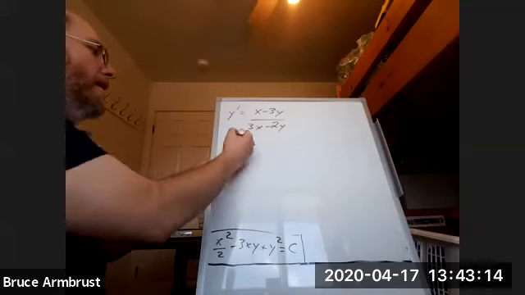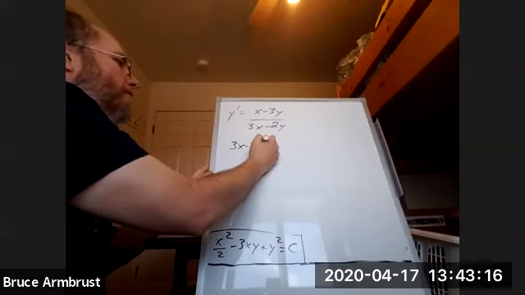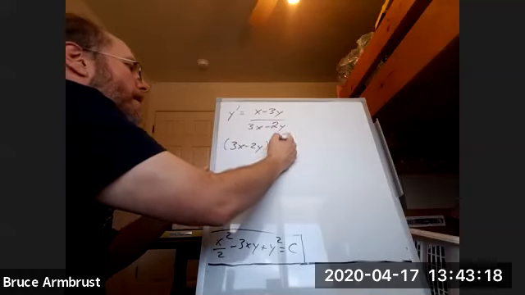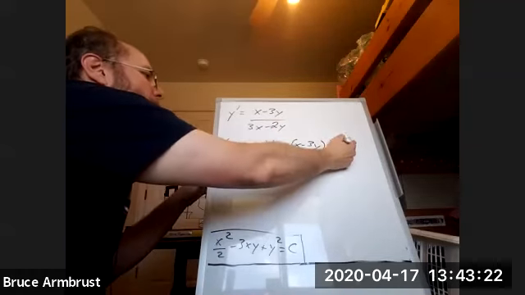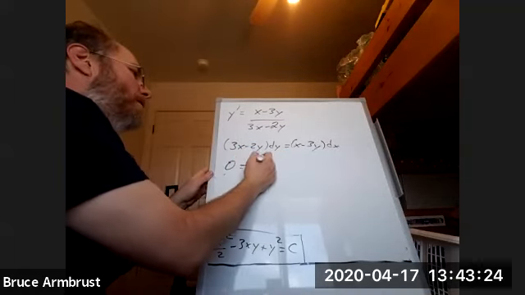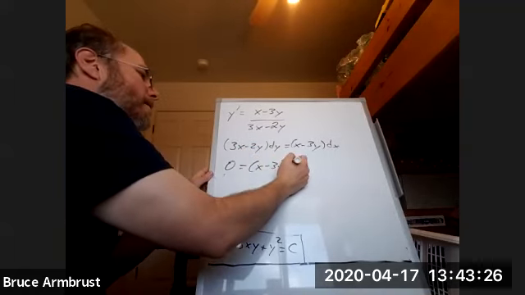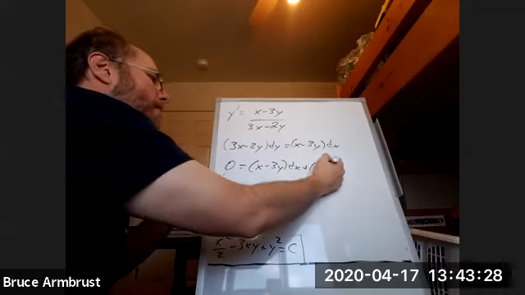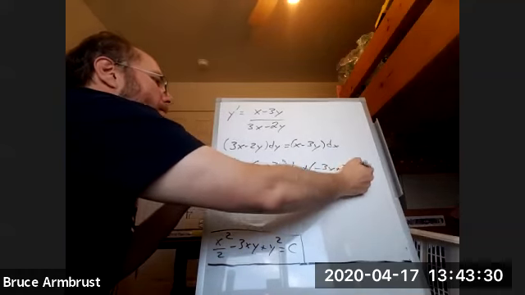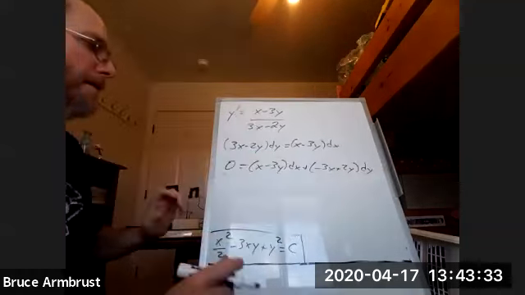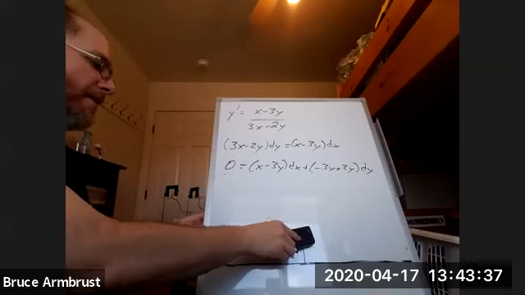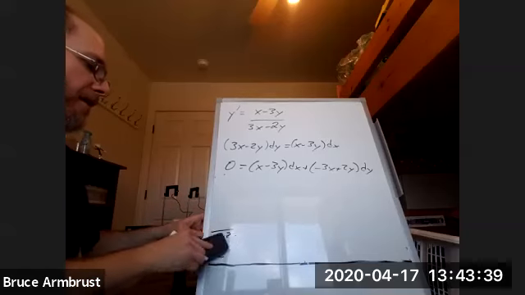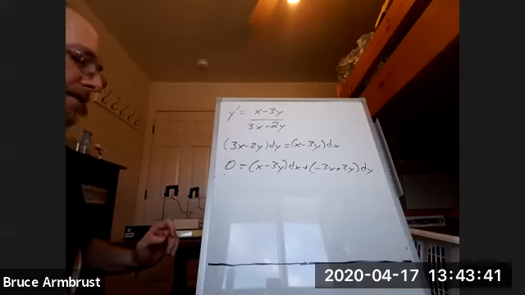When we split it up, we had the 3x minus 2y times dy. The other side, we had x minus 3y times dx. And so when we wrote it in the form that we like, it looked like this. So what could we change about this so that this is no longer exact?